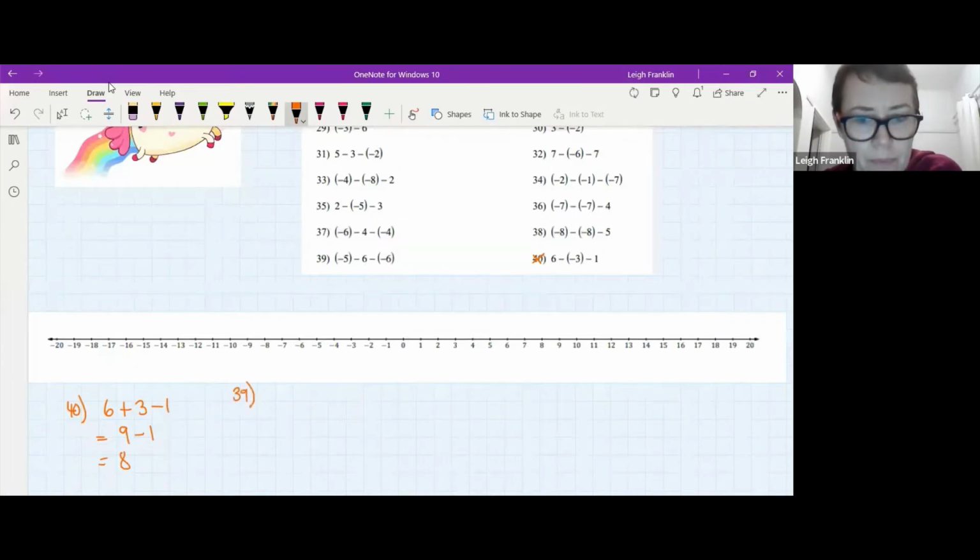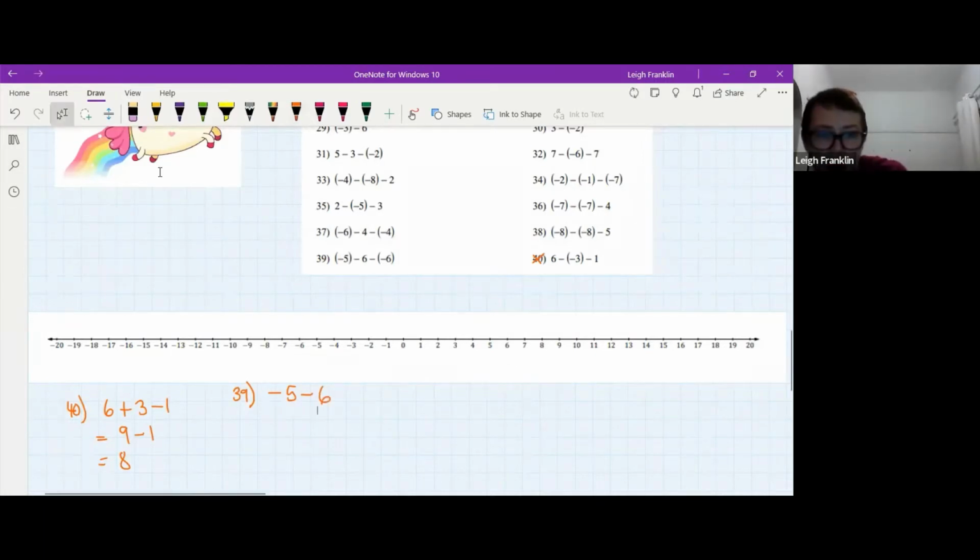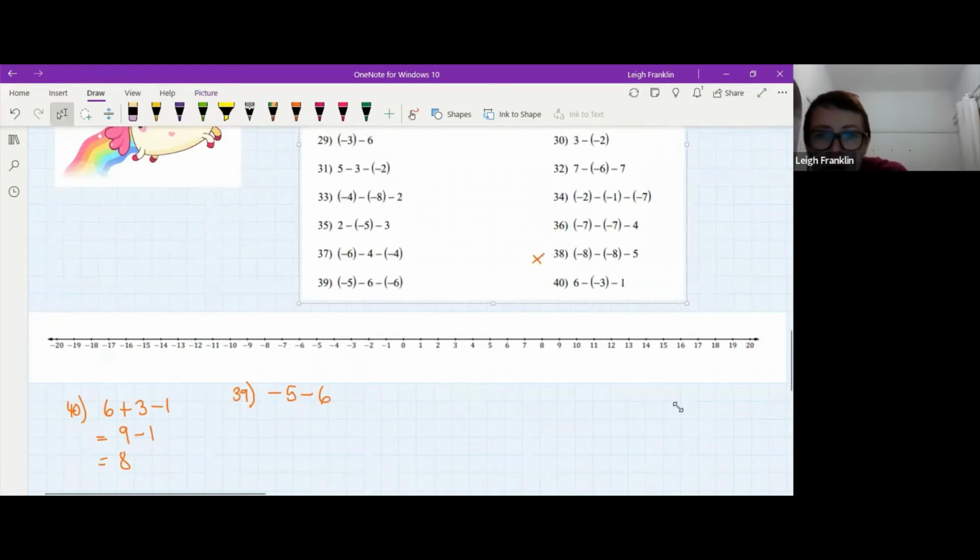So you say -5 plus 6. Careful. So why are you saying plus 6? Oh no, minus 6. Okay, all right. I can make this a bit bigger if it's difficult to see. It'll be -11.